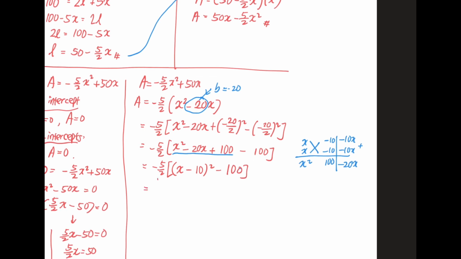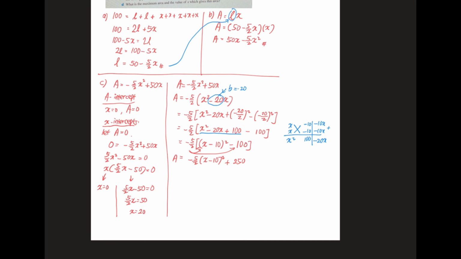Now I multiply the negative 5 over 2 with this and with that. Then I get negative 5 over 2 times (x minus 10) squared plus 100 times 5 over 2, which is 250. So I managed to do completing the square, and I will get the turning point this way. You just need to let this bracket equal to 0. x minus 10 equals 0, x equals 10. This is going to be your y, 250. So we have x and y, they are the turning point.